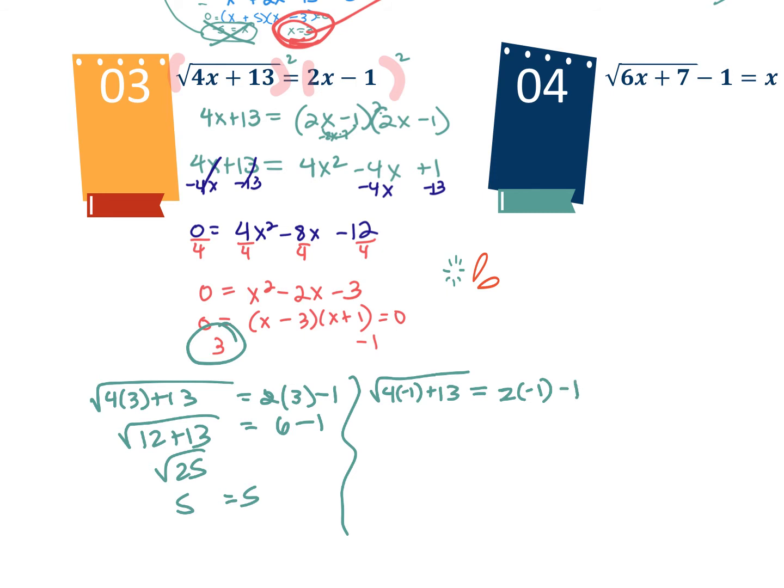So here's what could save you some time. If I just work out the right side of this equation, I get negative 2 minus 1, and that's negative 3. Can a square root ever result in a negative number? No, so I don't even have to work out the left side of this equation. I know it's not going to work. Nothing square rooted is going to give me a negative number. So I rule out the negative 1, and I keep the 3.